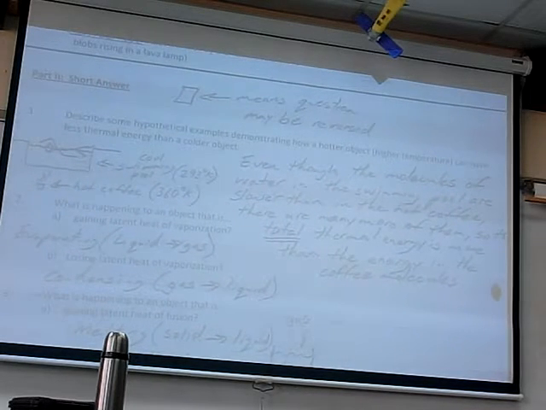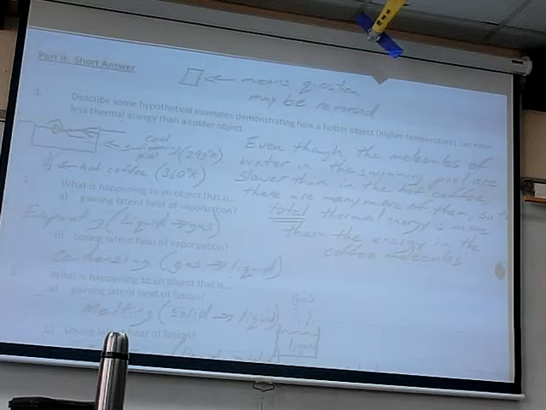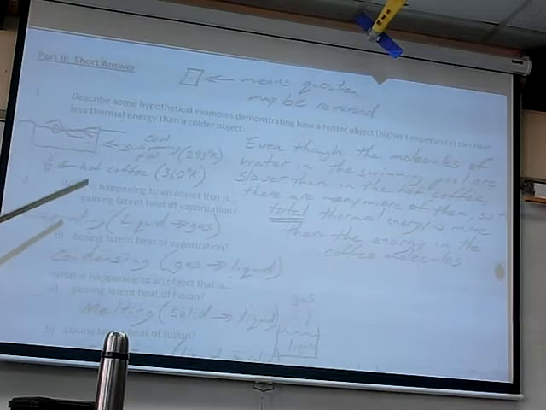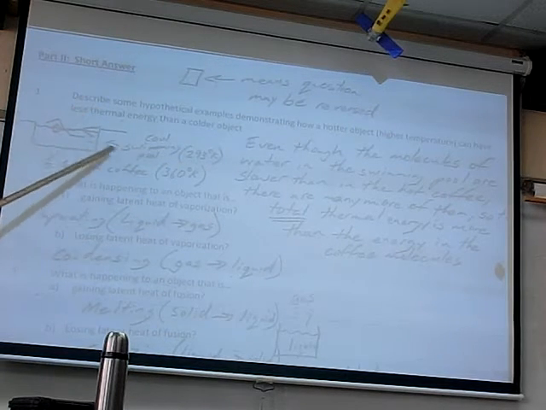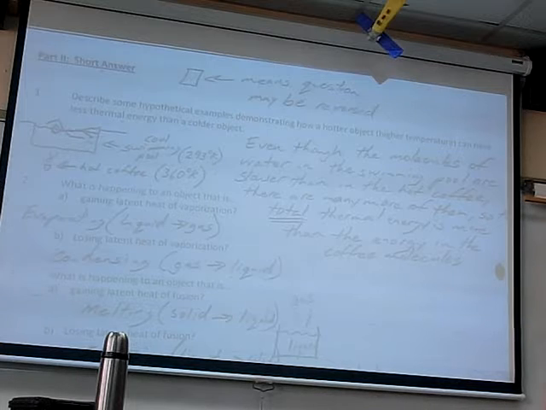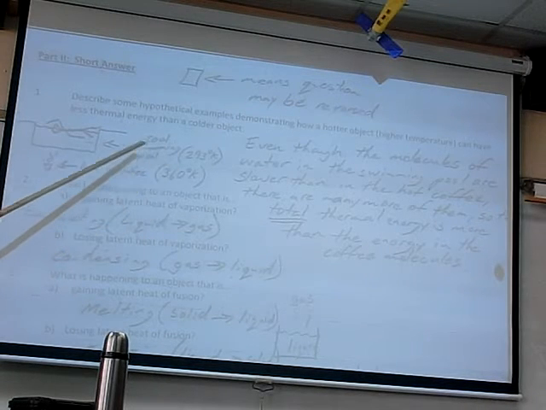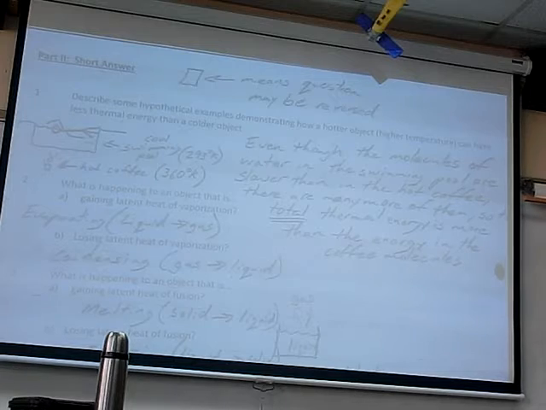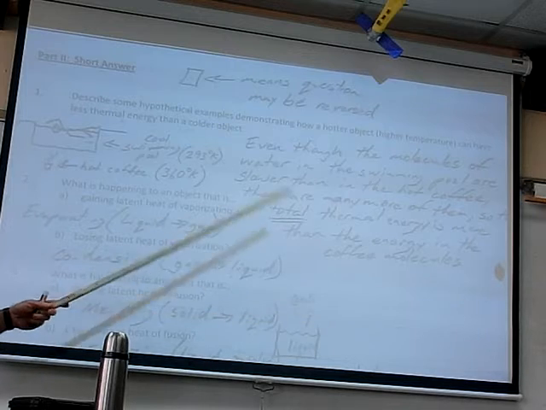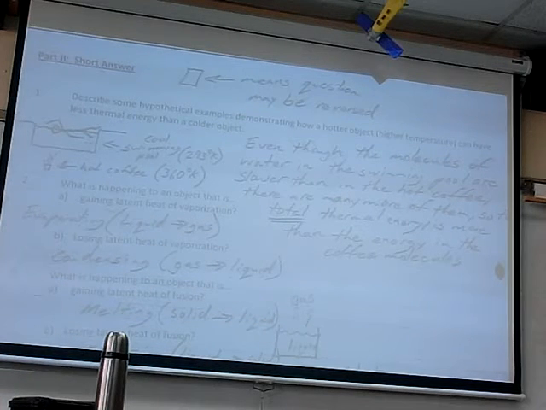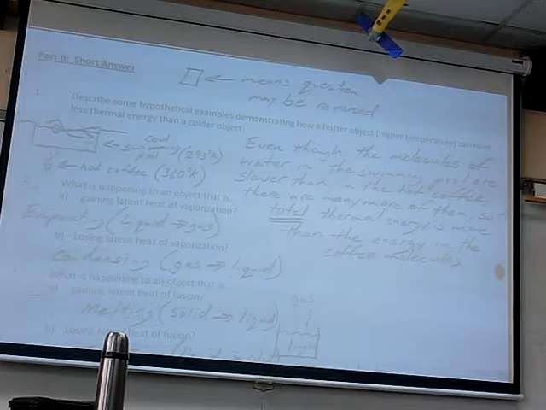Number 1 down here, you could give a lot of different examples, but I gave the example of a swimming pool. This is an example of something that's colder, but has more thermal energy. So a swimming pool at 293 degrees Kelvin, I don't care if you really gave me a specific temperature, compared to hot coffee at 360 degrees Kelvin, the swimming pool has more thermal energy because even though the molecules in the water in the swimming pool are slower than the hot coffee, there are many more of them. So the total thermal energy is more than the energy of the hot coffee molecules.